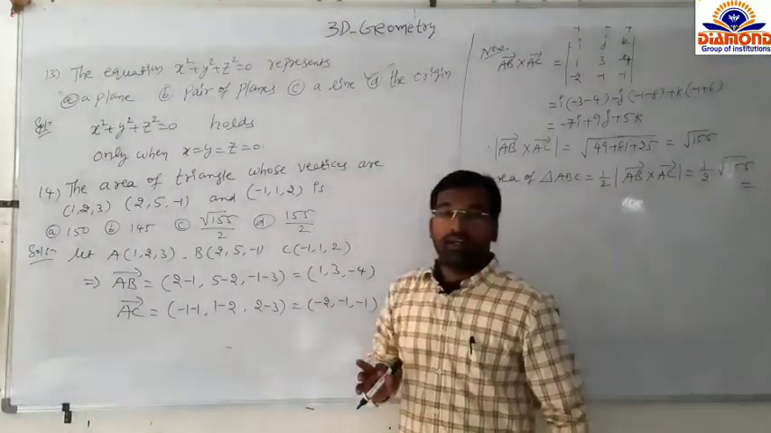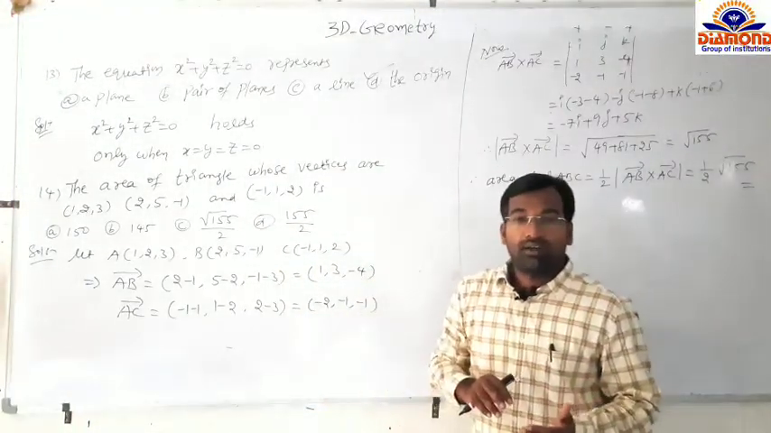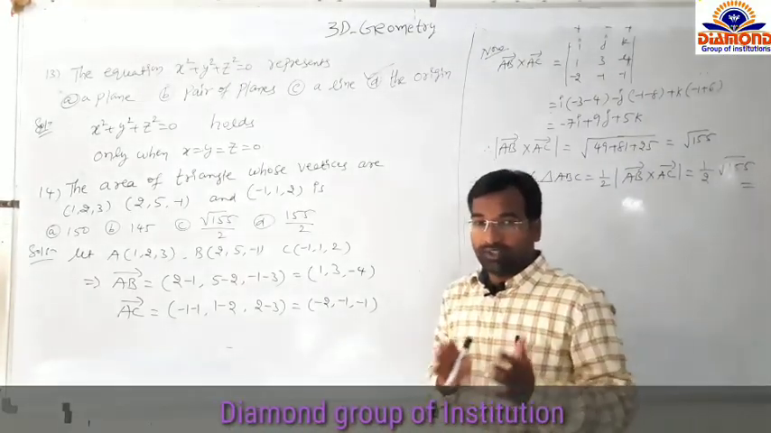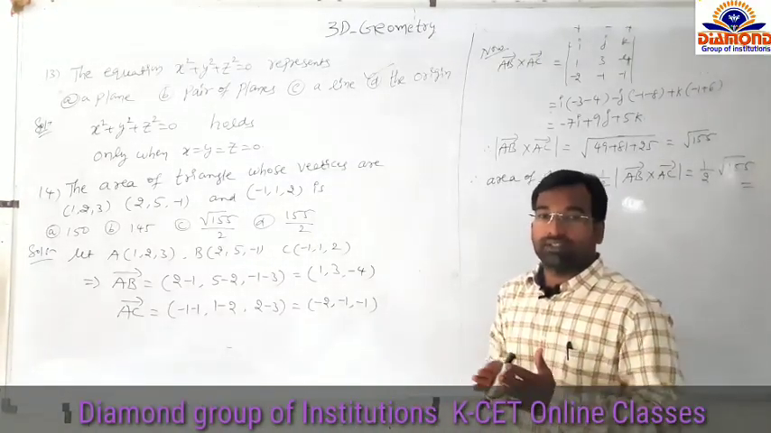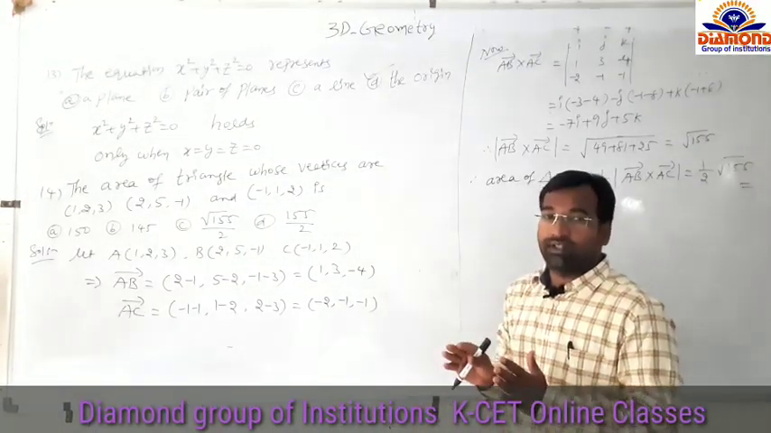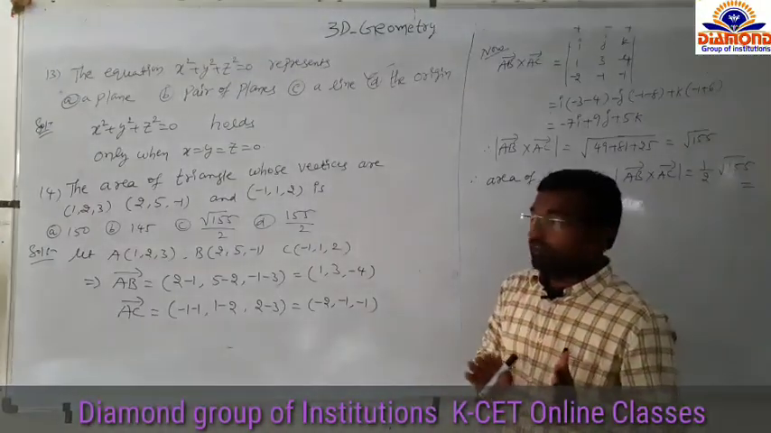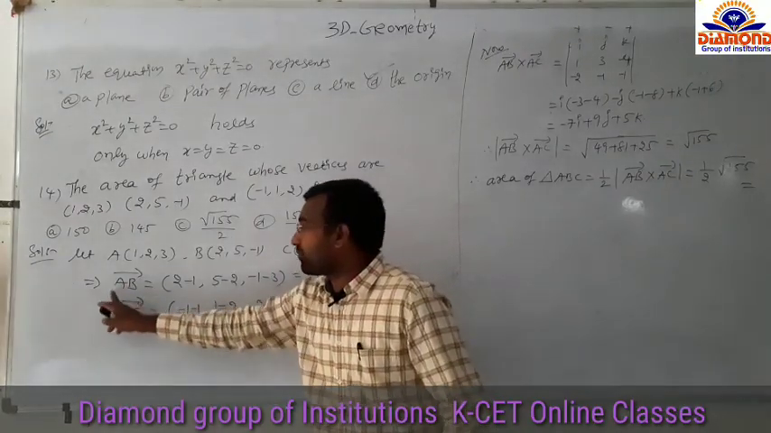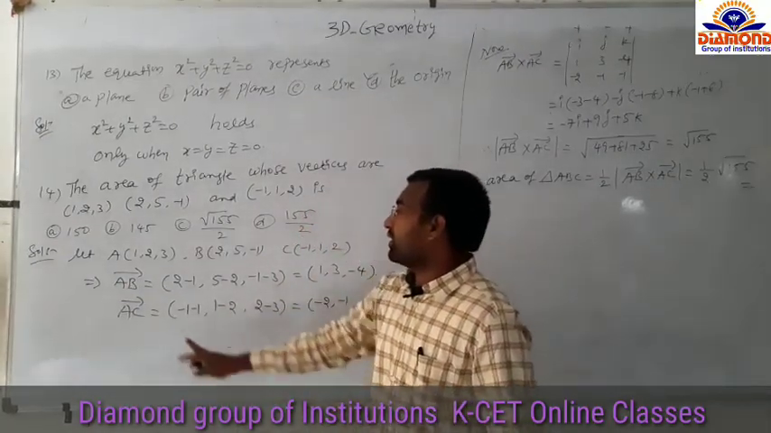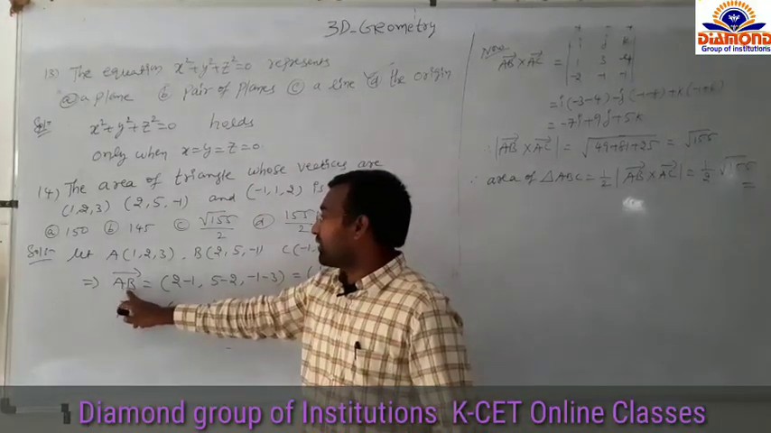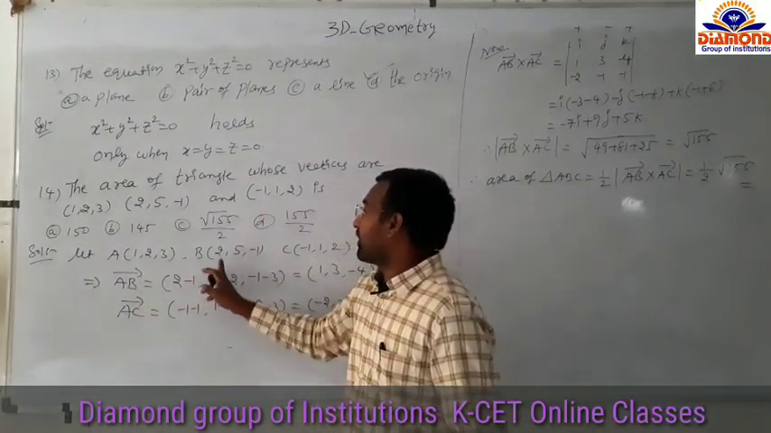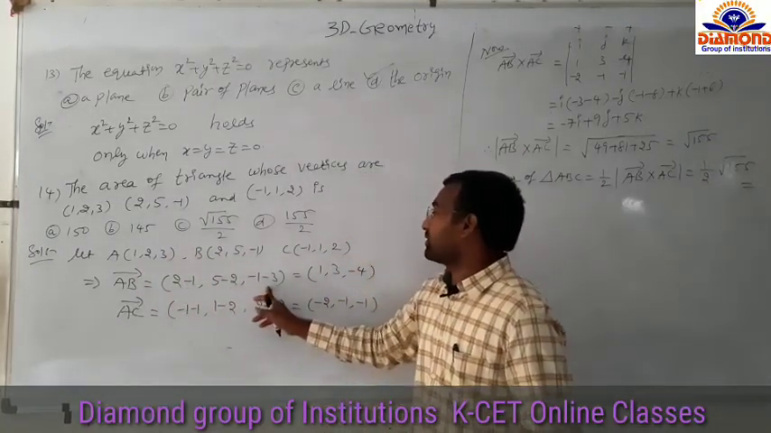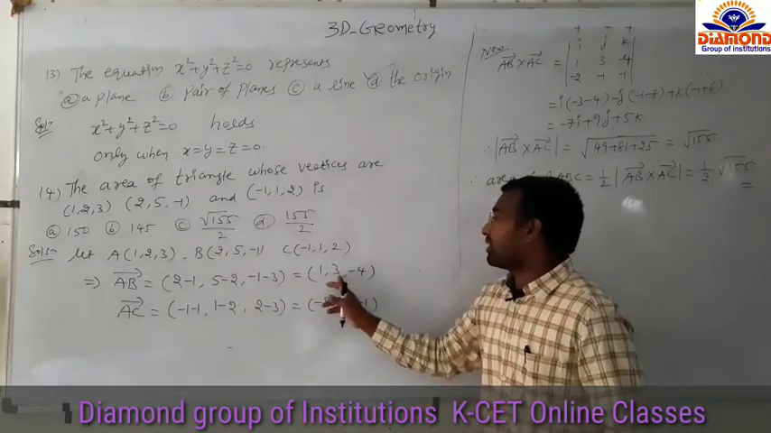So, how to calculate the area of the triangle if the 3 vertices are given? We have the formula 1 by 2 modulus of AB cross AC. If the vertices are given, you have to first find the drs of AB, next the drs of AC. The initial point is compulsorily the same, so first calculate AB drs. The position vector AB is the second point minus the first point, B minus A. So, 2 minus 1, 5 minus 2, minus 1 minus 3, which is 1, comma 3, comma minus 4.